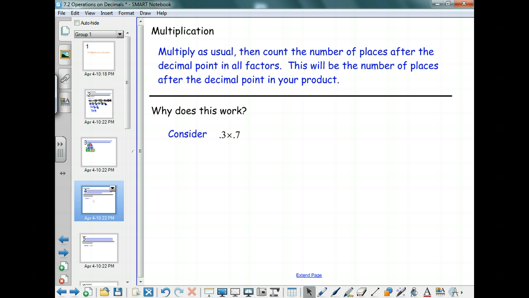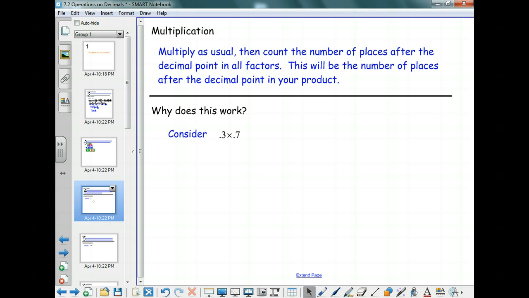Okay, let's do multiplication. So with multiplication, we multiply as usual. We don't have to do any lining things up. None of that going on. You just multiply. Kind of ignore the decimals. But then at the very end, you go back and you do a counting argument. You count the number of decimal places that originally the problem had in all pieces, and then you give your answer that many decimal places.